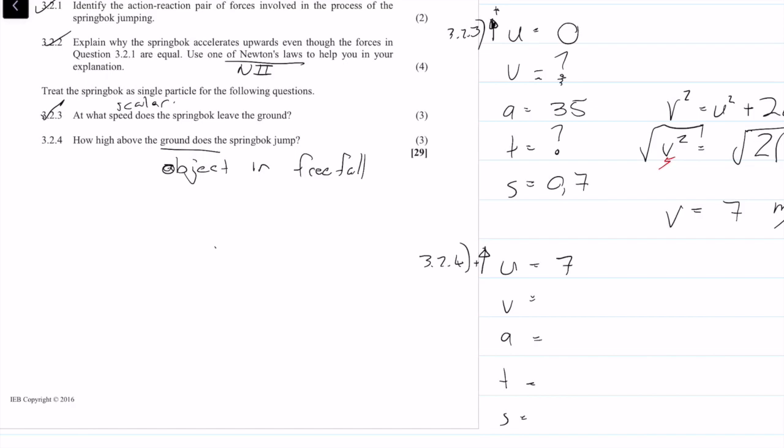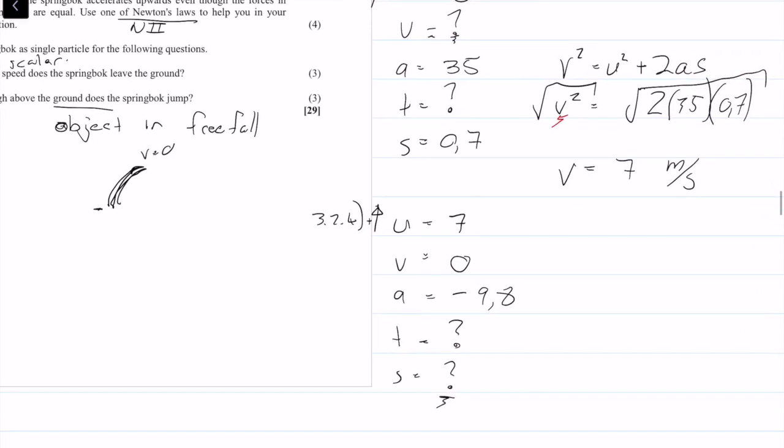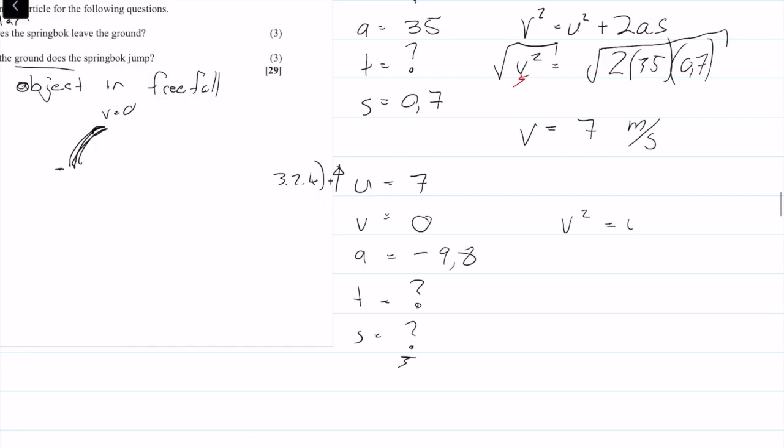At its maximum height, the velocity equals 0, so V equals 0. The acceleration is minus 9.8. Okay, the minus because we've taken upwards as positive. The time is unknown, and the displacement is unknown. And we're looking for the displacement. So again, we can use the equation V squared equals U squared plus 2AS. 0 squared equals 7 squared plus 2 times minus 9.8 times S. The only variable that's unknown is S, so we can solve for S.